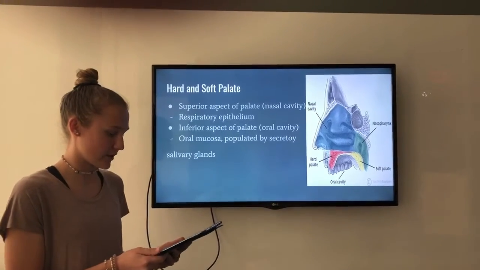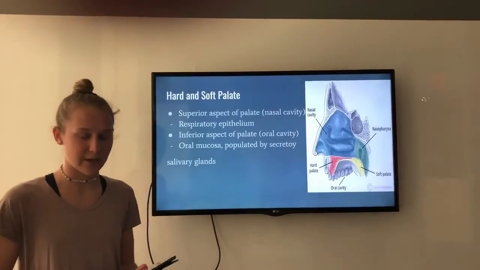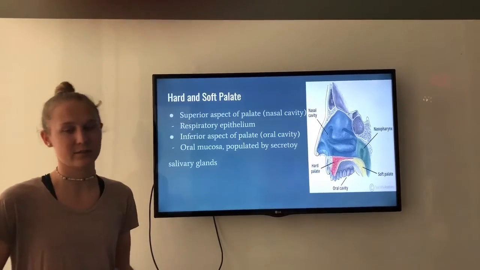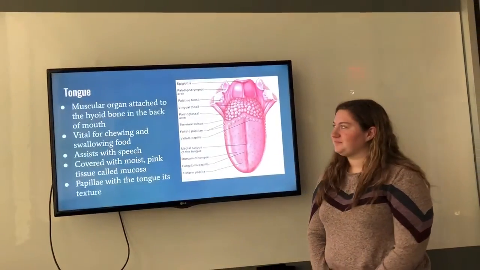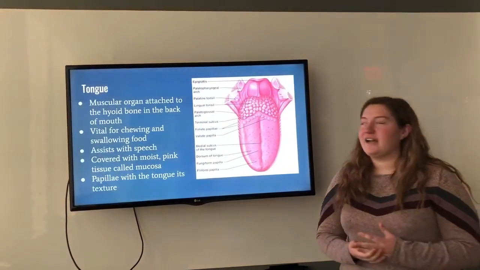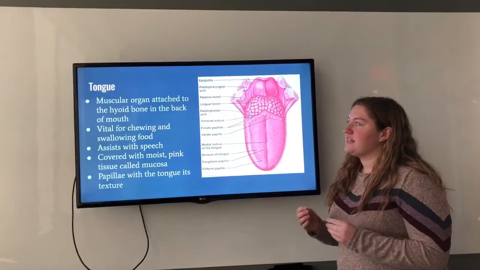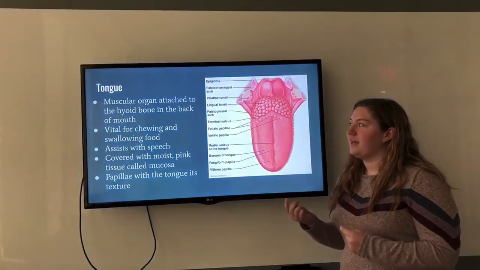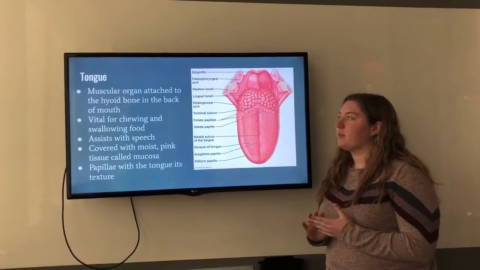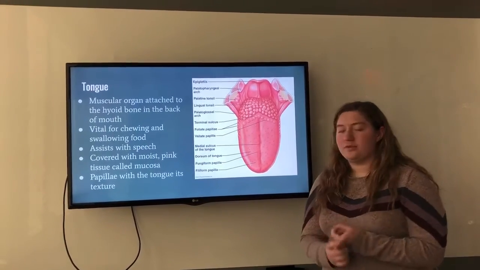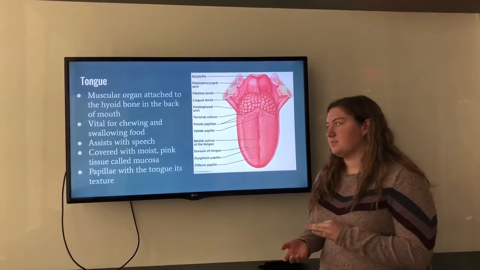And this is the oral mucosa, and it is populated by secretory salivary glands. Okay, so now we're going to be talking about the tongue. The tongue is defined as a muscular organ, and it's attached to the hyoid bone, and it's in the back of your mouth. The tongue has many functions, but some common ones are that it's vital for chewing, swallowing food, and it assists in speech.